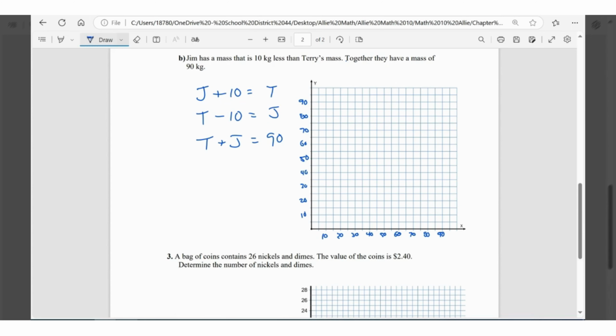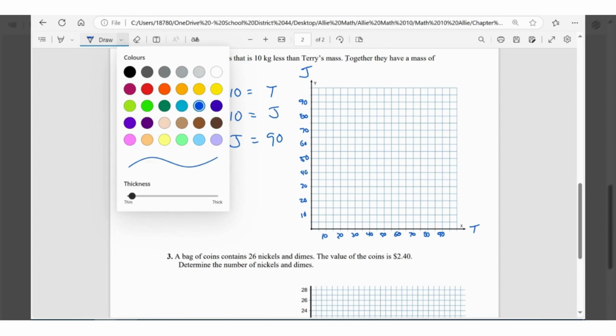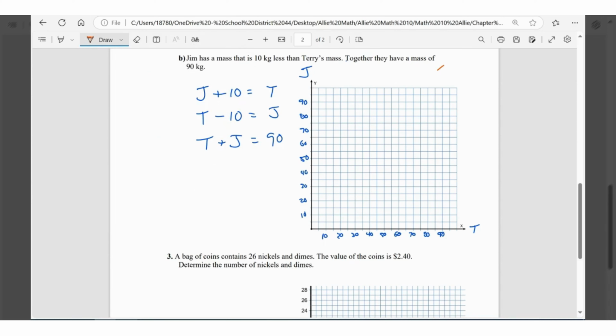So let's maybe start with the x and y intercepts. Let's put Terry here and Jim here. So this needs to be true that if Jim weighs nothing, then Terry needs to weigh 90 kilograms because they need to add up to 90. And if Terry weighs nothing, then Jim has to be 90. And then we can connect the dots in between. So it looks like we'd have dots all the way here connecting those two. If I had a good way to do an exactly straight line, I would do that, but I don't. So I'm just connecting all the dots in between.